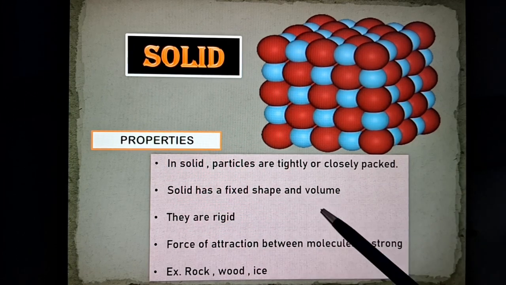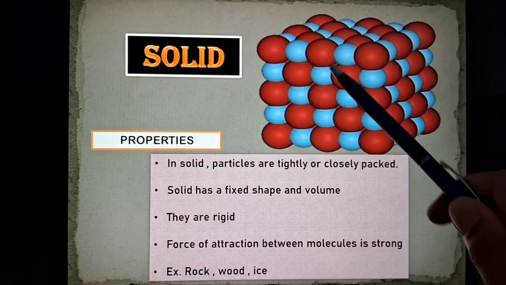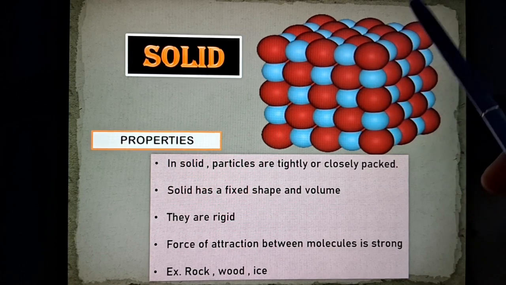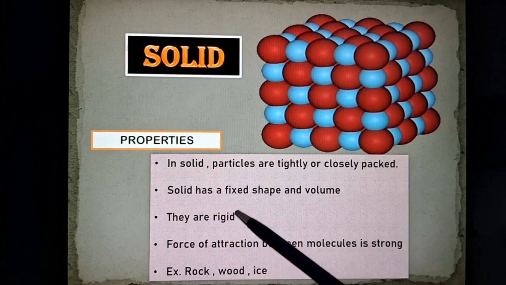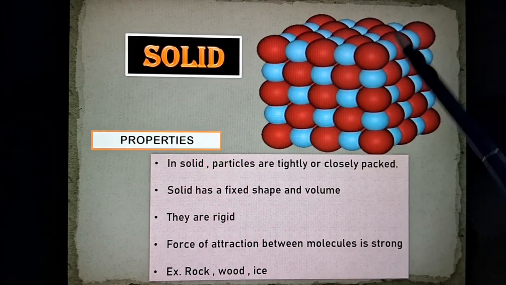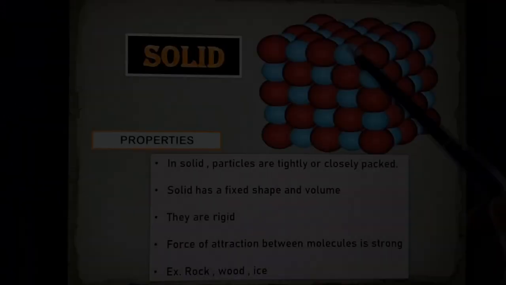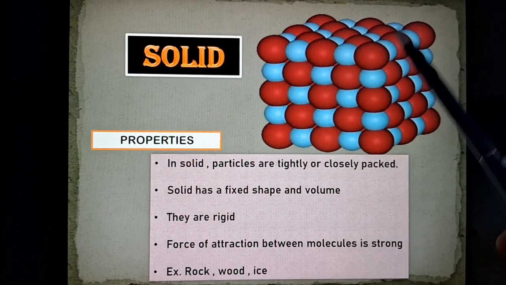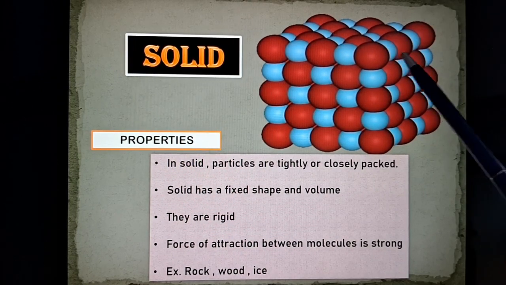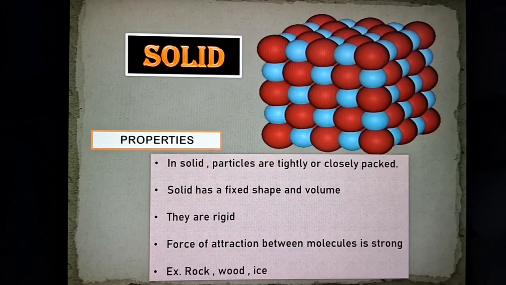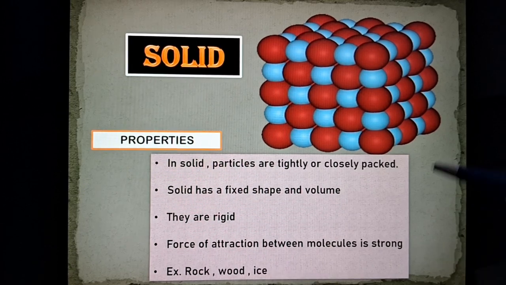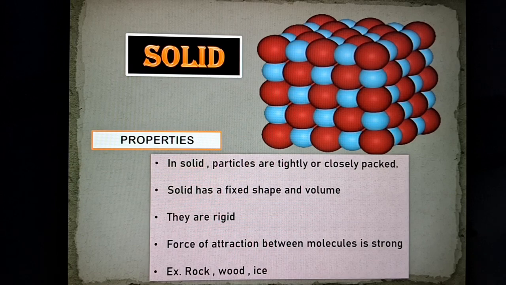A solid has a fixed shape and volume. Due to their strong molecular force of attraction, solids have a fixed shape and they also have a fixed volume. They are rigid. Yes, due to their fixed shape, they are very rigid. Between the molecules of a solid, there is a strong intermolecular force of attraction. So every hard substance you see in your daily life, such as rock, wood, ice, is known as a solid. They are the solid form of matter.